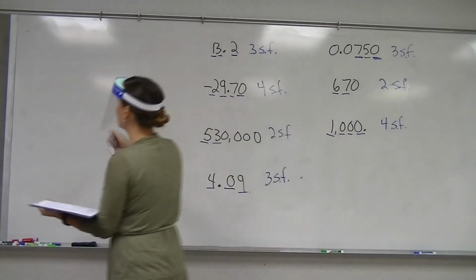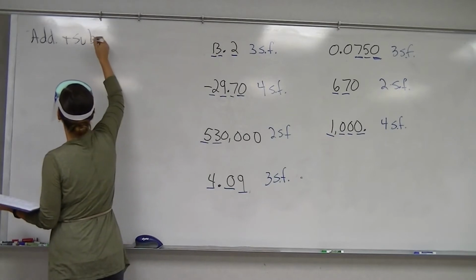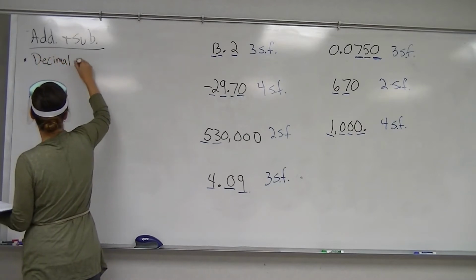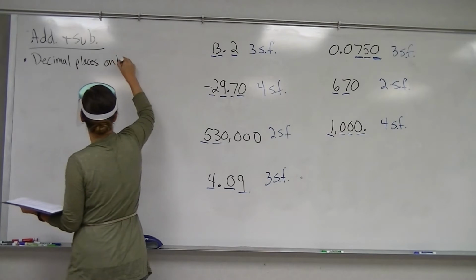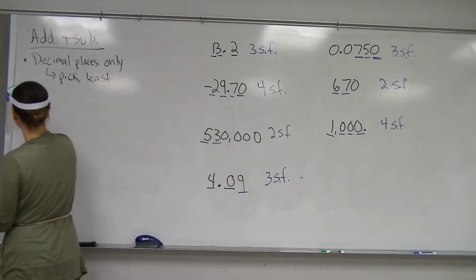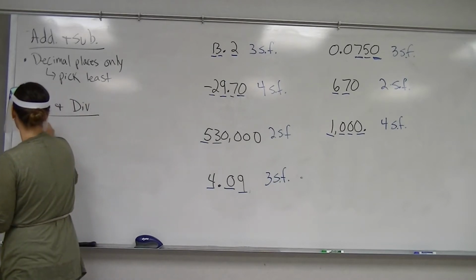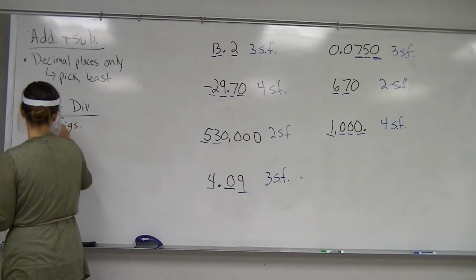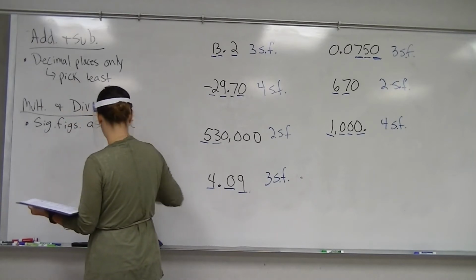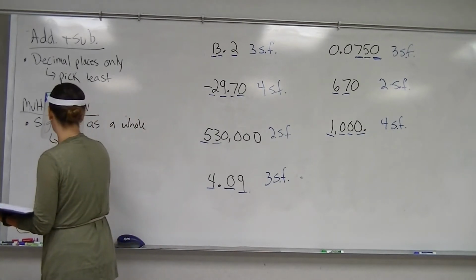So there are different rules for addition and subtraction than there are for multiplication and division. So for addition and subtraction, we're looking at decimal places only. And we pick the least, or the smallest number. For multiplication and division, here we're looking at sig figs as a whole, just like we did over here. Alrighty. And we are still picking the least.